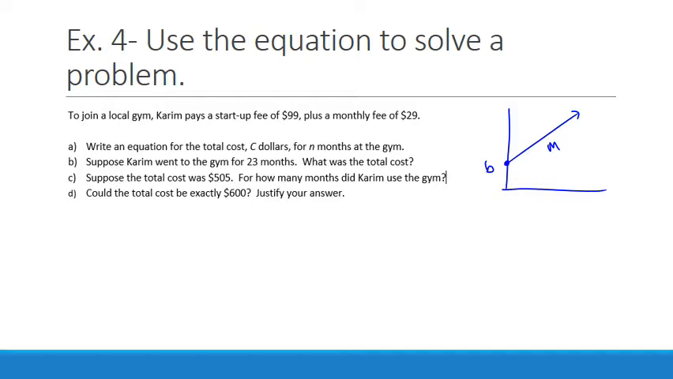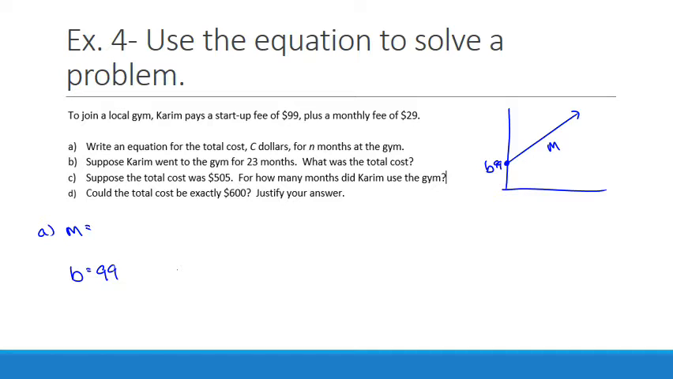Okay, so with those ideas, let's now bring it into this problem. A, we want to look for what kind of change seems to be constant throughout the problem, and then what's maybe something that we're starting with. Well, it says there's a startup fee of $99 plus a monthly fee of $29. So you'd start up by having to pay $99. So this would be like our 99 would be right here.